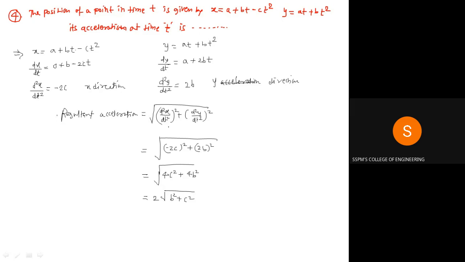Means what? (d square x by dt square) whole square plus (d square y by dt square) whole square. So 4 is common to both. If we take 4 common, then root of 4 times (b square plus c square) is there. So root of a into b, how do you write it? Root a into root b. So root of 4 is what? 2 into root of b square plus c square. So this is the way to find the acceleration at time t. Okay.